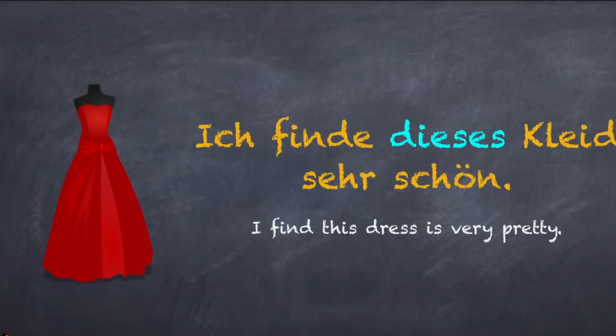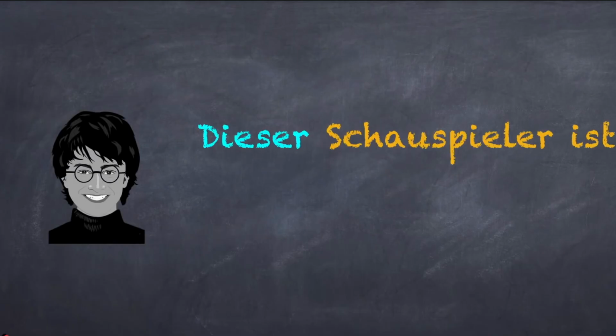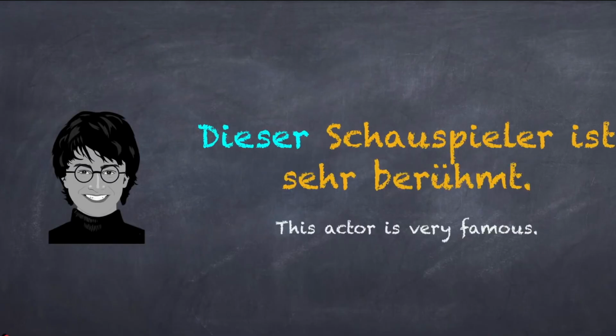Ich finde dieses Kleid sehr schön. You could also say, ich finde das Kleid sehr schön, but we are using dieses here because we are talking about a particular dress and maybe also pointing at it. And here's the next example. Was machst du mit diesem Geld? Und hier ist noch ein Beispiel. Dieser Schauspieler ist sehr berühmt.